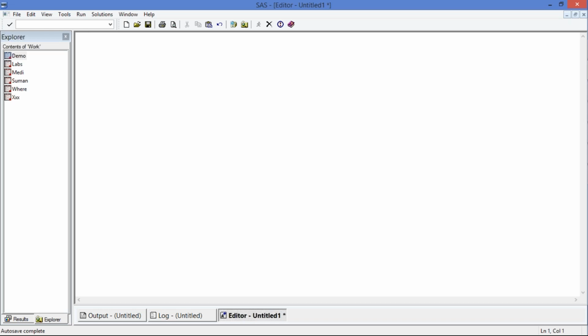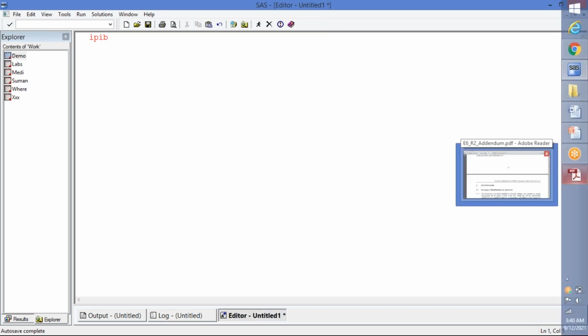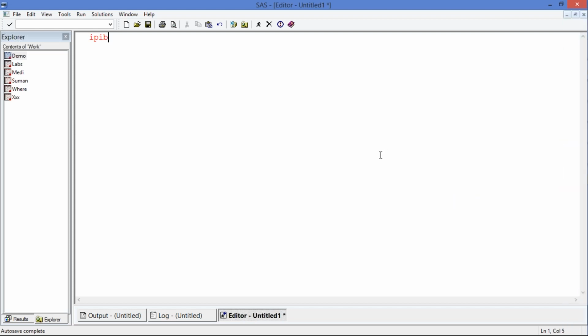Next is the investigator brochure. IP is the investigational product, IB is the investigator brochure. In general terms, IP is called the reference product.